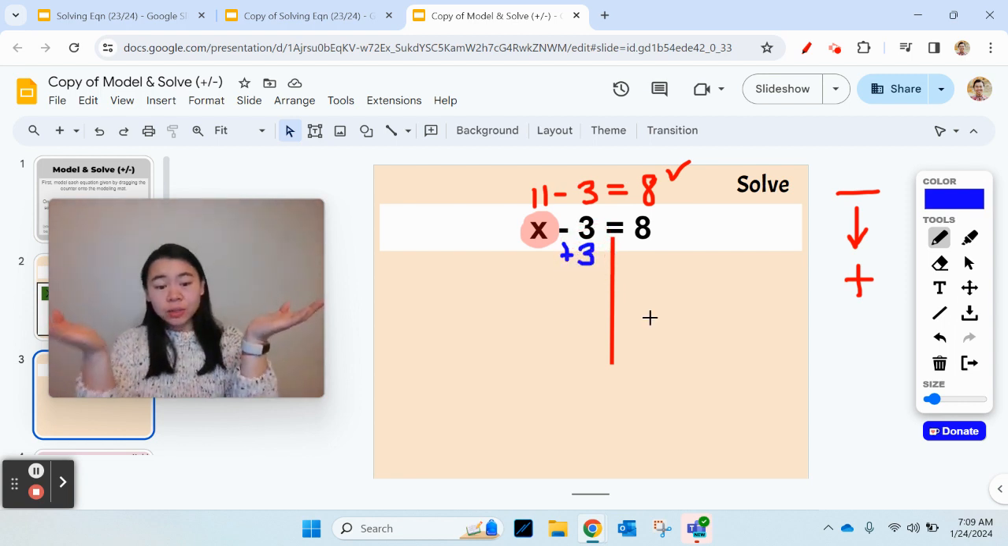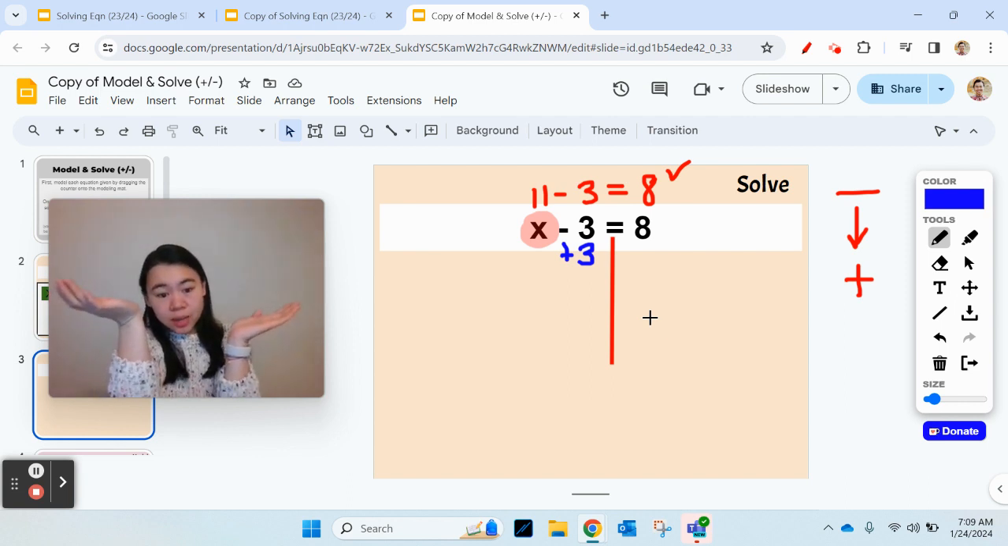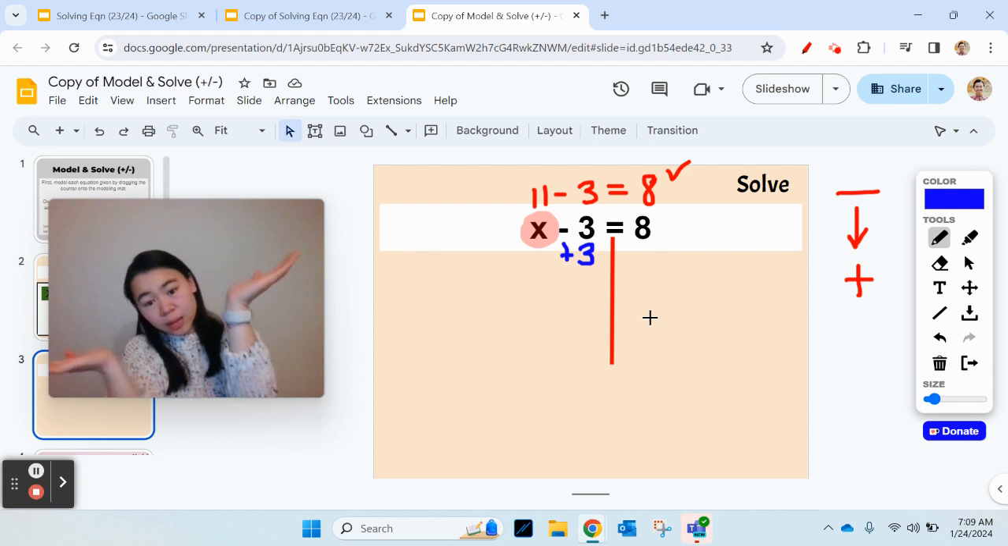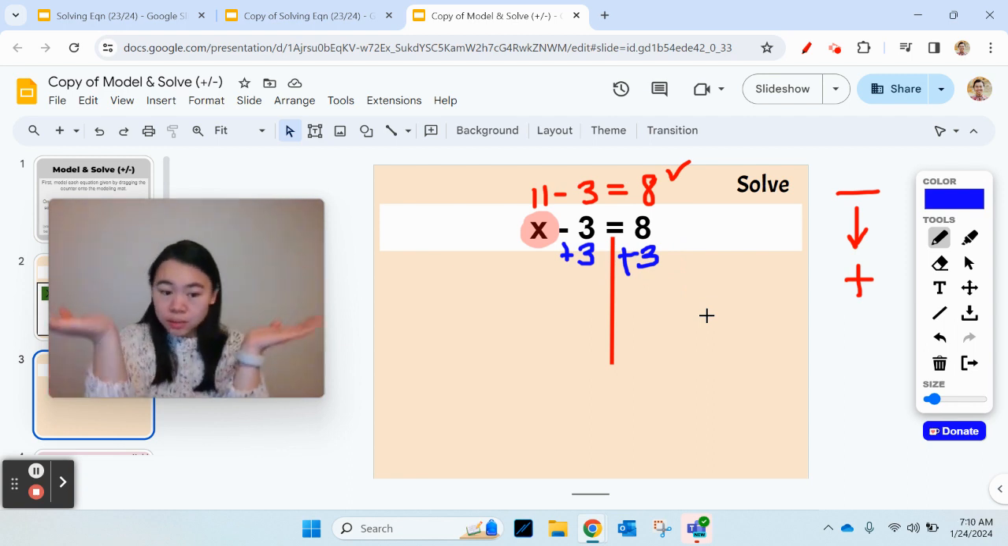But if I add 3 to one side of my balance beam, it's not going to be even anymore, right? If I added 3 pounds, for example, to this side, it's going to tip over. It's not going to be balanced. So I also have to add 3 to this right side to keep it balanced again.